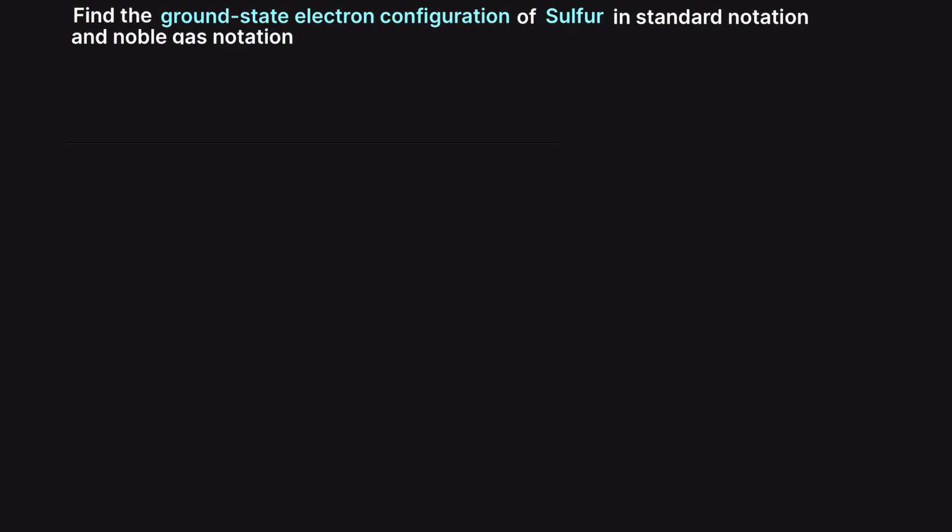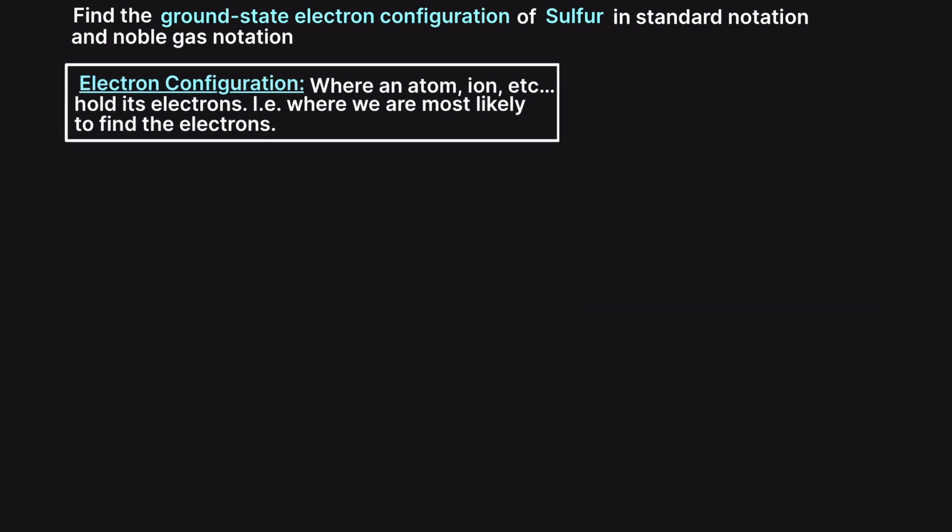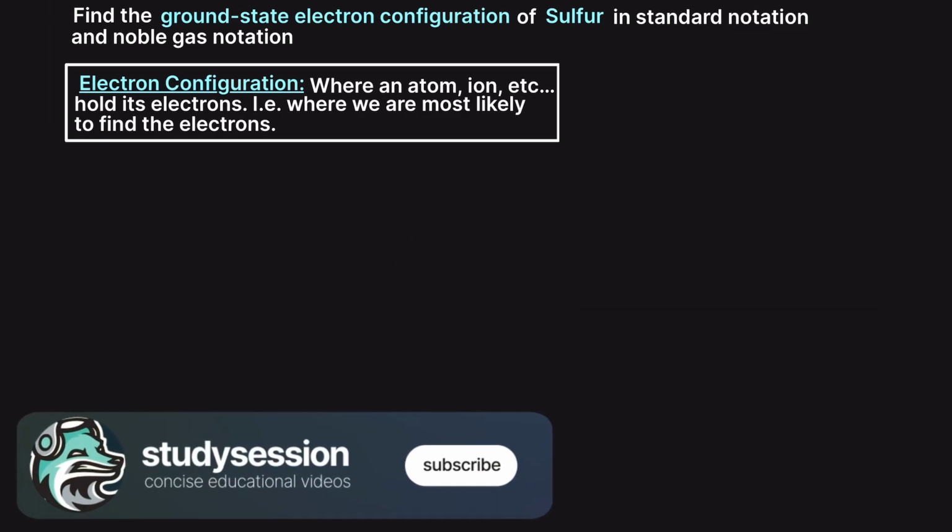When finding the electron configuration of an atom, or ion, or molecule, we are being asked where it places its electrons, i.e. what shells and orbitals its electrons are most likely to be found in. So, to solve this, the first thing we need to do is look at our periodic table and see how many electrons a sulfur atom actually has in its ground or unexcited state.